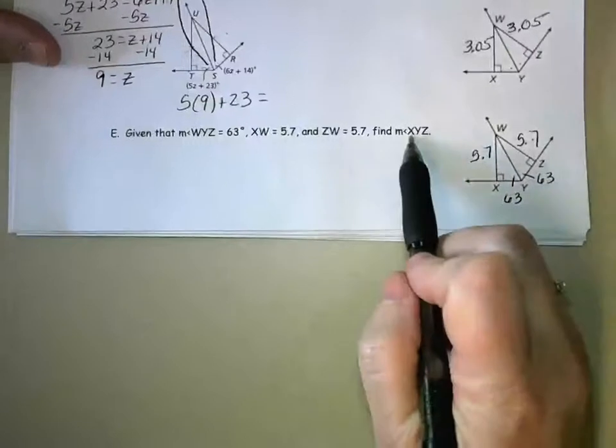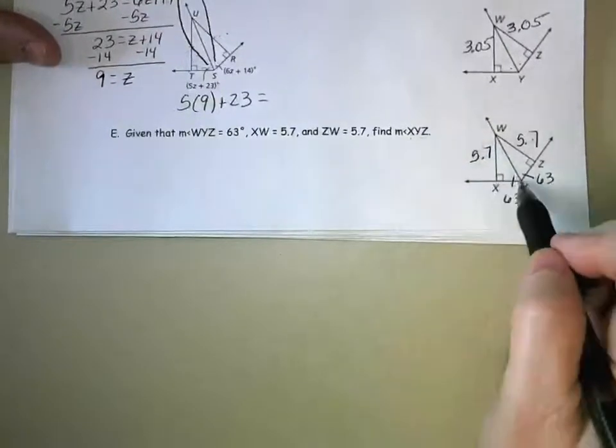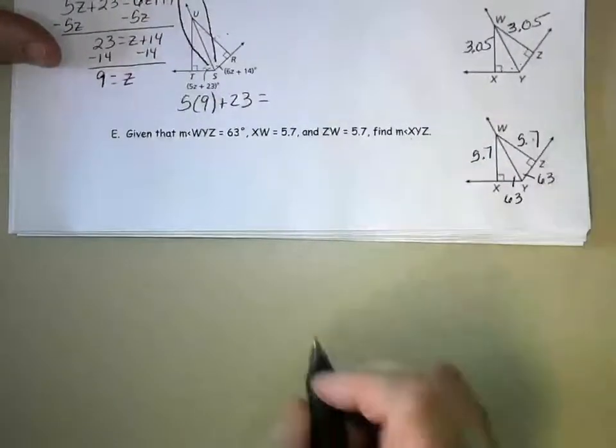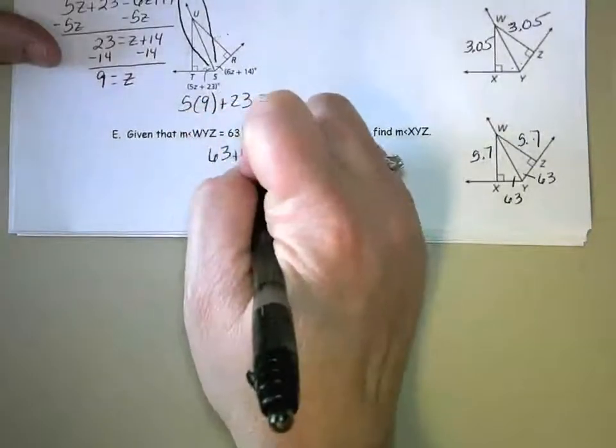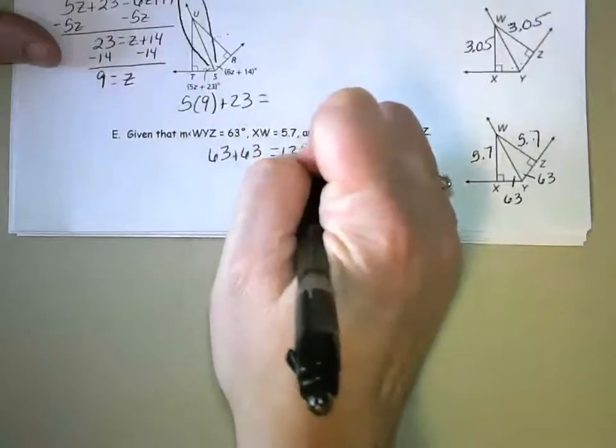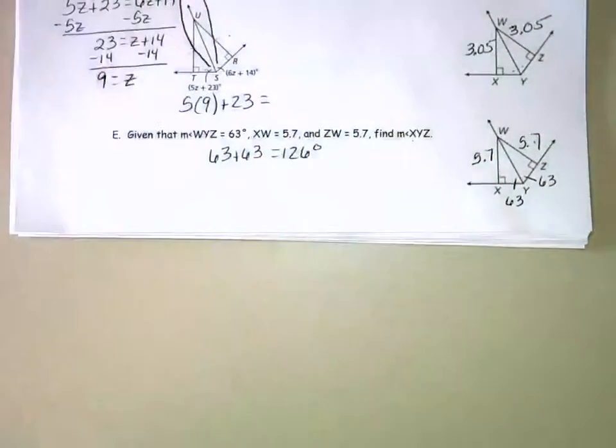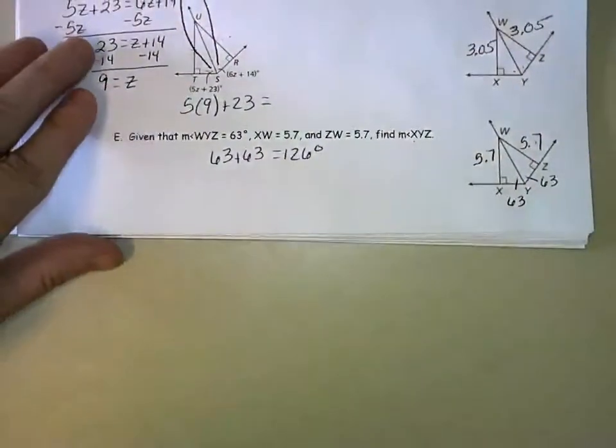Now be careful on this one. You were asked to find angle XYZ, and for that one you have to do 63 plus 63, which is 126 degrees.